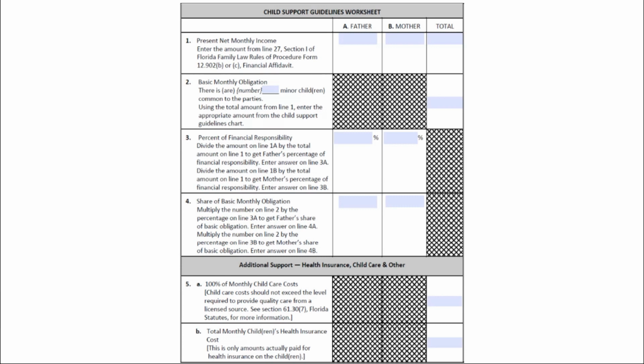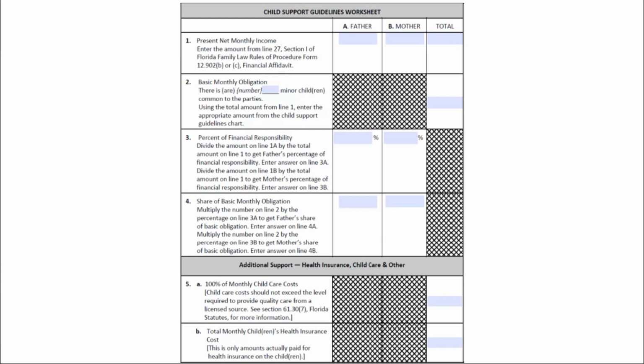Similarly, in order to determine the percentage that must be entered in line 3B, you must divide the amount on line 1B by the total amount on line 1 in order to determine the percentage of financial responsibility for the mother. Make sure that both of these percentages are entered in and that both percentages added together equal 100%.